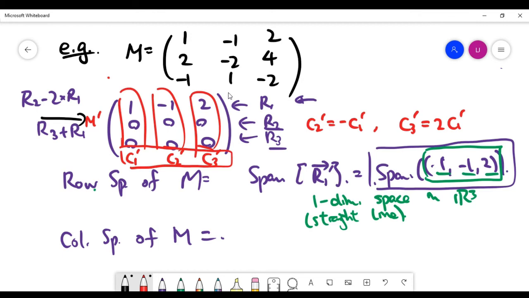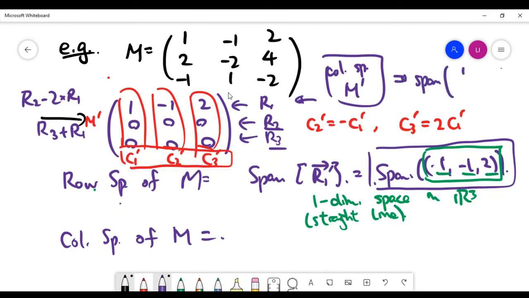We just have to pick one of them because they give the same line anyway. So let me write it down here. The column space for M prime, I can simply use the span of just the first vector, and basically that's it. But as I told you already, for the column space, the operation changed the column space. So we have to go back to the original matrix.